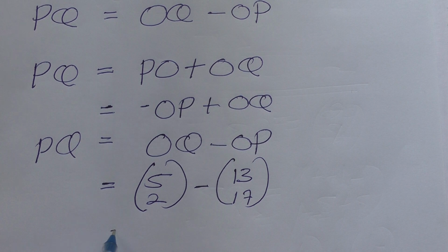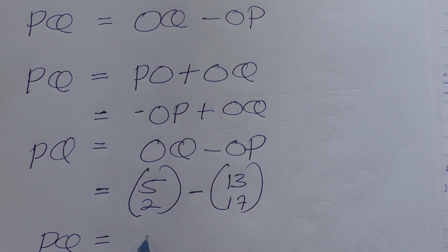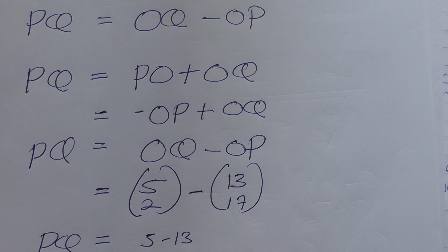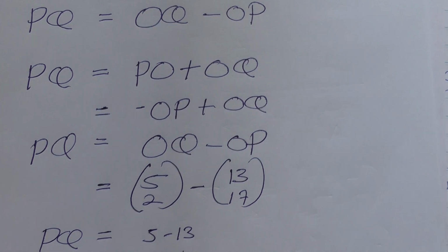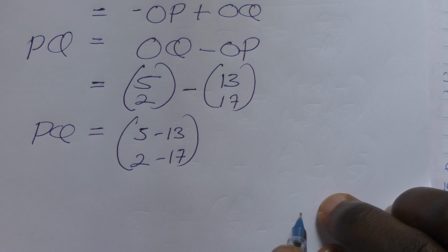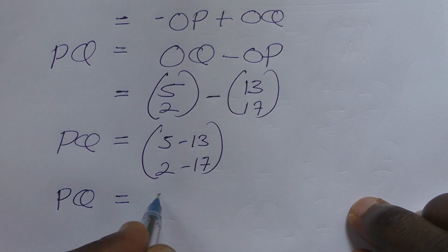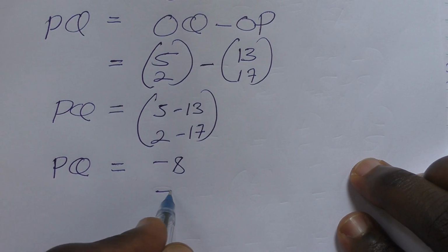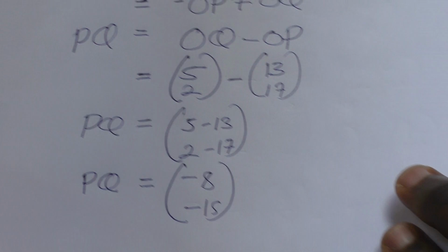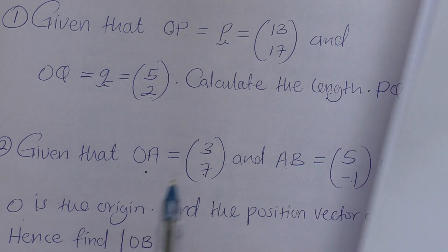OQ is (5, 2) and OP is (13, 17), which will give us PQ as 5 minus 13 and 2 minus 17, hence giving us PQ as (-8, -15). But the question is asking for the length PQ.